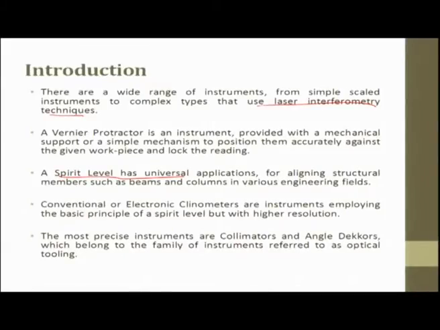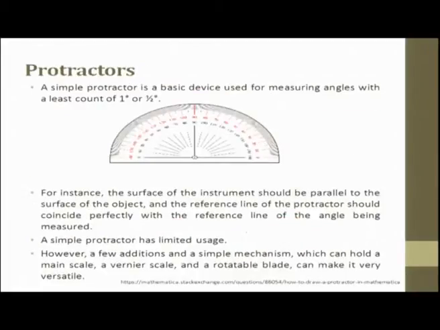Spirit level has universal application for aligning structural members such as beams and columns in various engineering fields. The majority of masons use a spirit level to check whether a surface is flat. Conventional or electronic clinometers are instruments employing the basic principle of the spirit level, but with very high resolutions. Finally, the collimator and angle dekkors, which belong to the family of instruments referred to as optical tools, are also used for angular measurement.